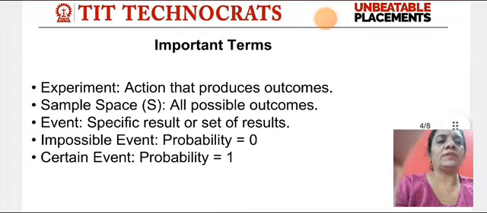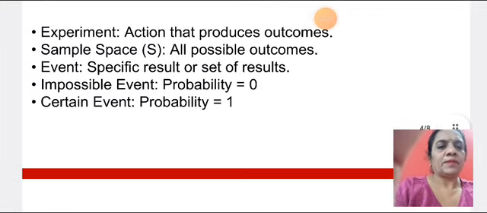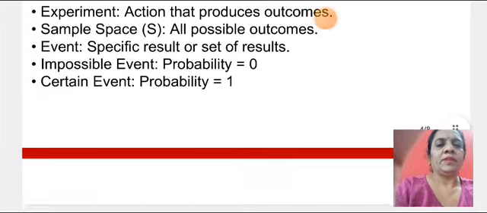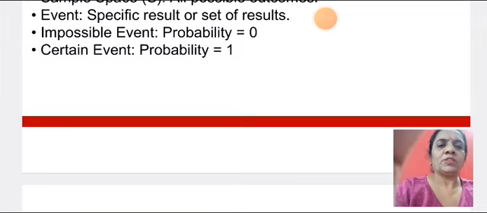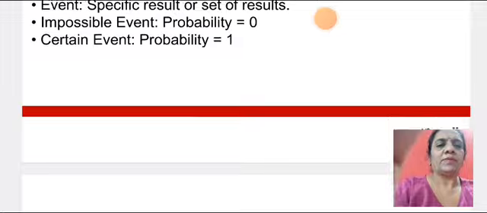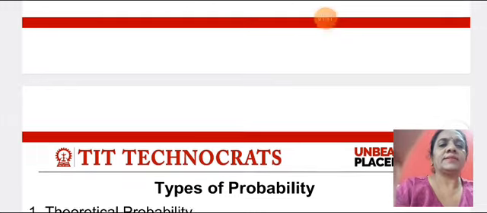Now I'm going to define some important terms regarding probability. First, experiment. An action that produces outcomes is known as an experiment. Sample space. All possible outcomes are known as the sample space. Event. A specific result or set of results is known as an event. Impossible event. When the probability of occurring of any event is 0, then the event is known as an impossible event. When the probability of occurring of any event is 1, then the event is known as a certain event.